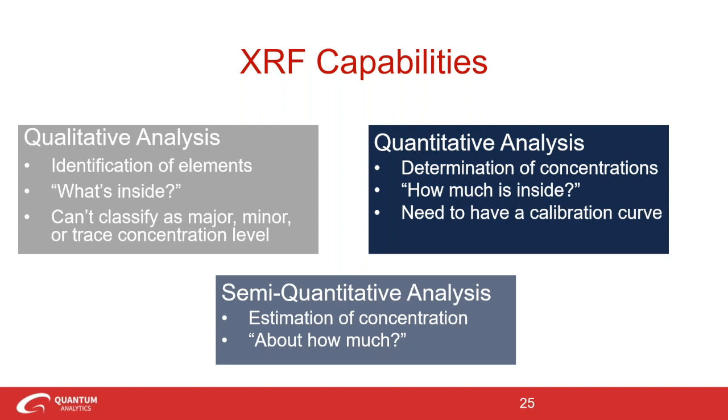And then if you think about a semi-quantitative analysis, right, this is an estimation of concentration, just about how much is in there. This is kind of somewhere between qualitative and quantitative. You're able to quantify elements from sodium to uranium. There's no need for some dedicated calibration curve. Any sample type, like a pressed pellet, loose powder, fused bead, solids, anything like this can be run.